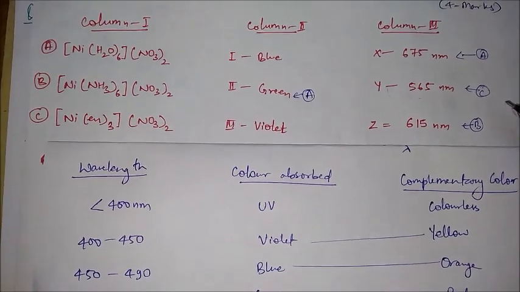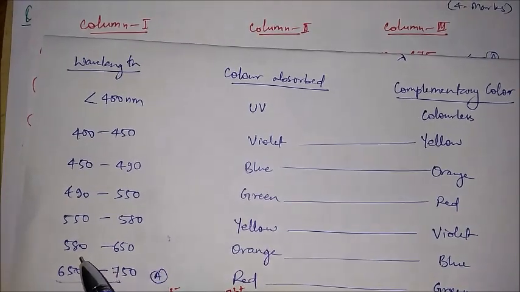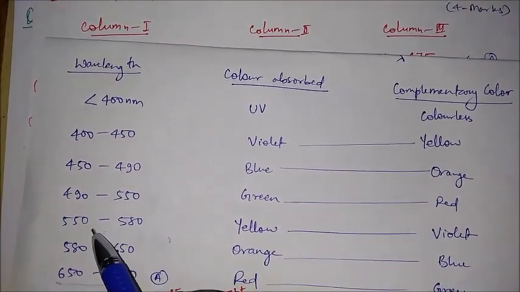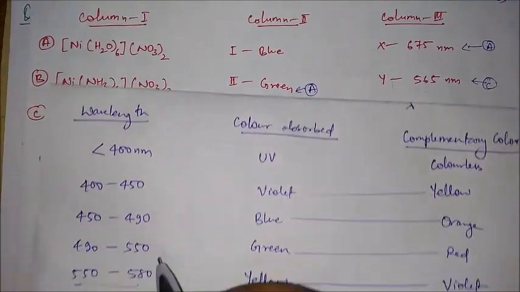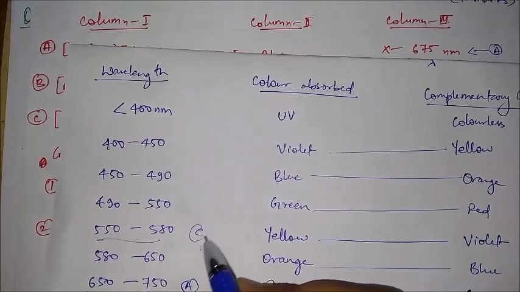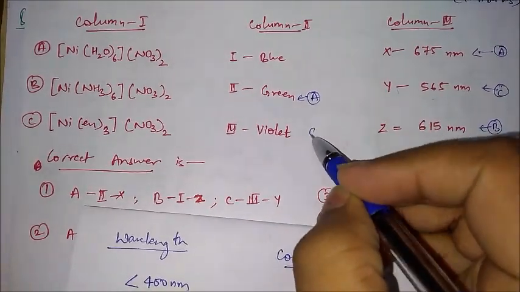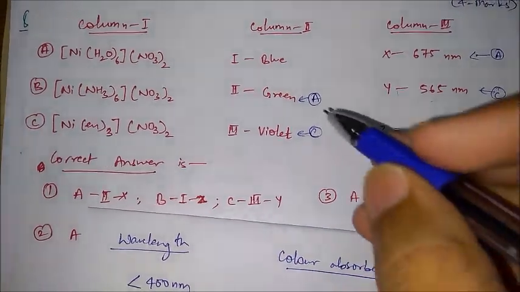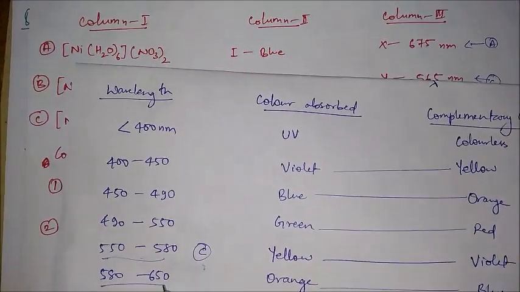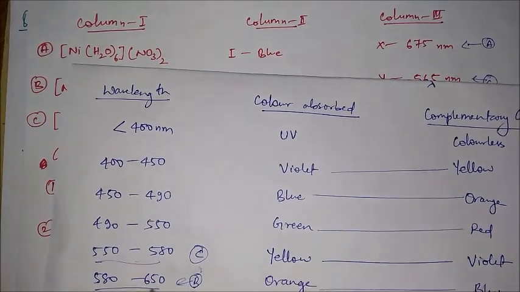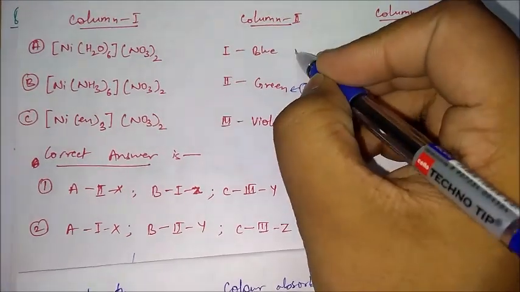Now the next one is Y, which will be around 565. So 565 is here, and this Y corresponds to the complex C. So this range is for complex C. C will absorb yellow color and it will look violet in color. So violet will be for C. And obviously one is left, and that is 615. So 615 will come under this range, and this will be your B. B will absorb orange color and it will look blue in color. So blue will be for B.